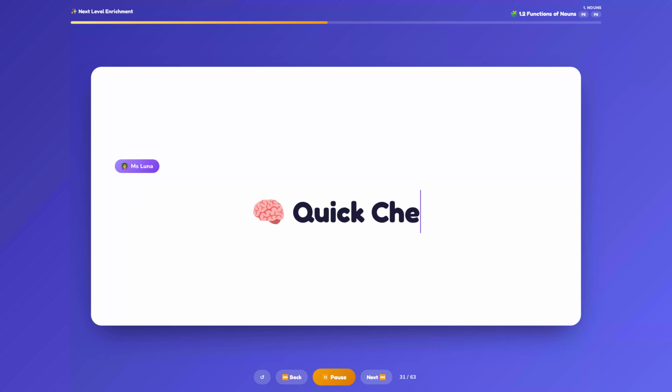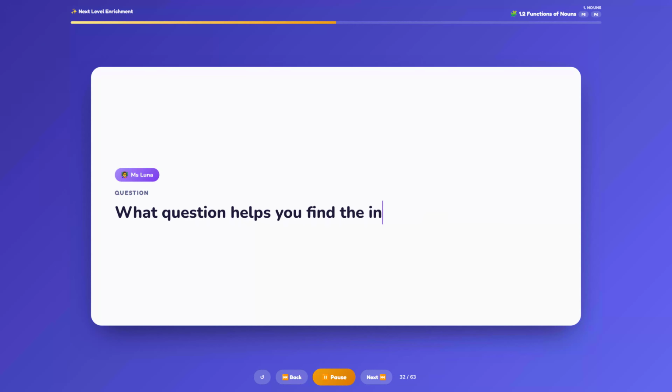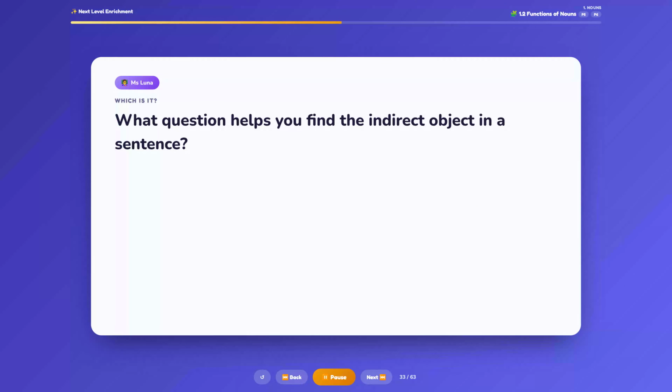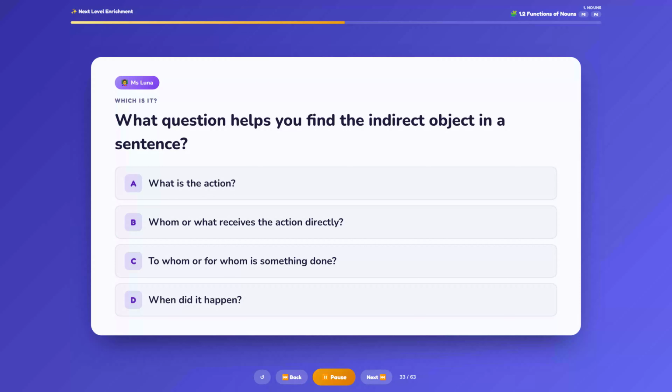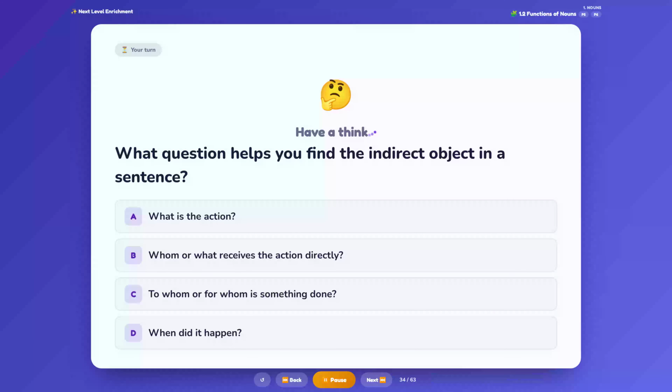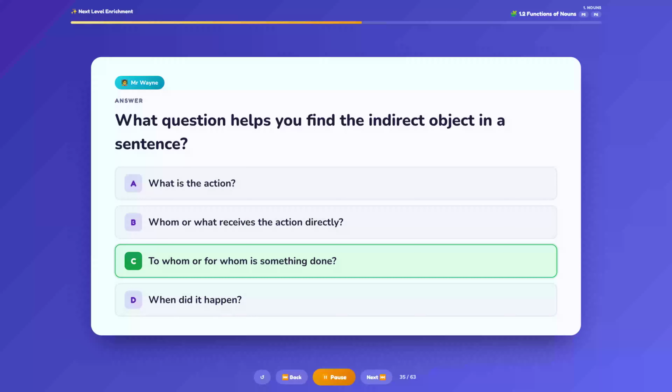Quick check 3. What question helps you find the indirect object in a sentence? Is it A, what is the action? B, whom or what receives the action directly? C, to whom or for whom is something done? D, when did it happen? The answer is to whom or for whom is something done. The indirect object answers to whom or for whom. It is the person who gets the direct object.